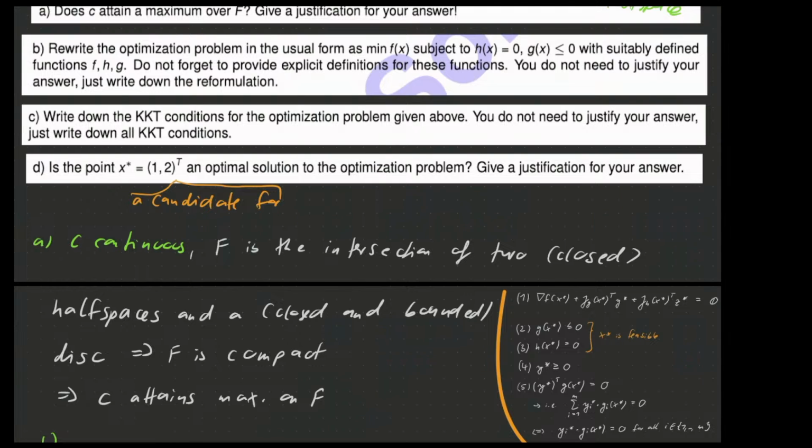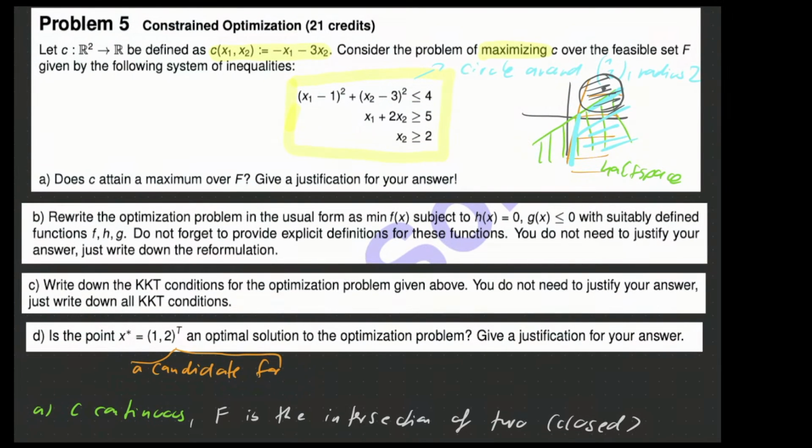Good. So B, basically that's the preparation for the rest of the problem. Rewrite the optimization problem in the usual form, meaning minimize f subject to h equals 0, g is less or equal to 0. So basically we need to define the functions f, h, and g properly. Notice we have a maximization problem here, maximizing C. So we first need to turn that into a minimization problem.